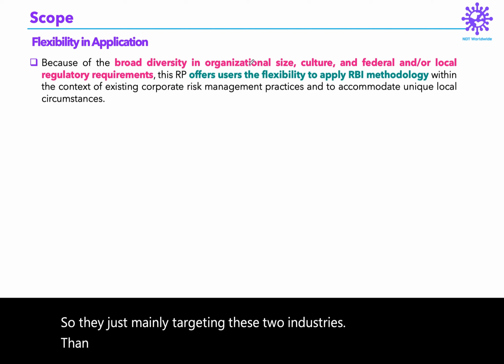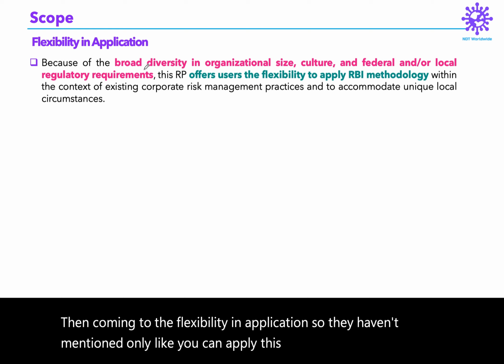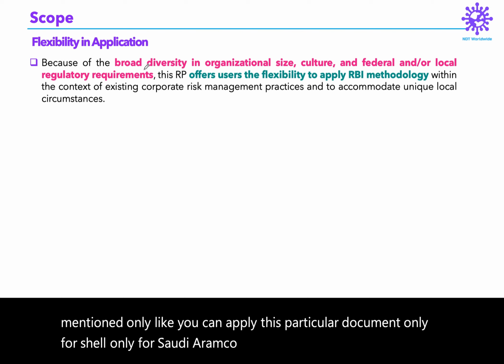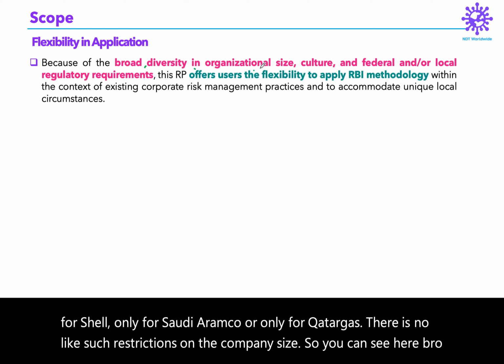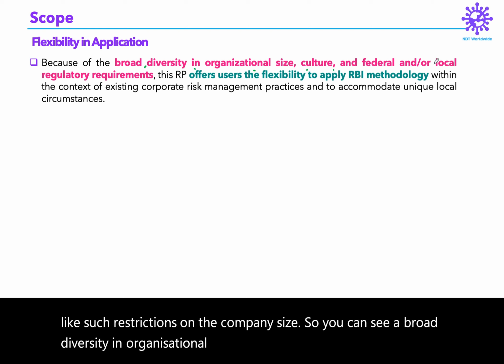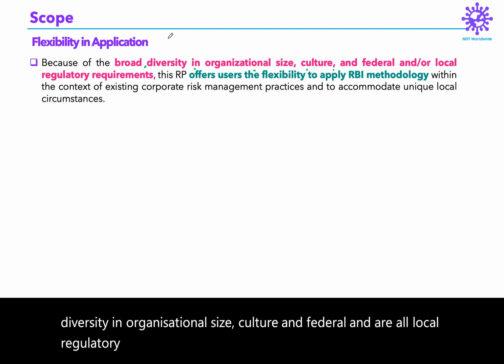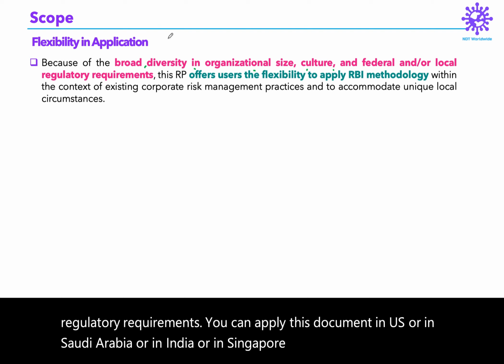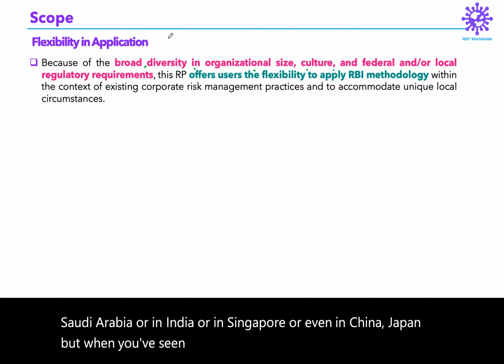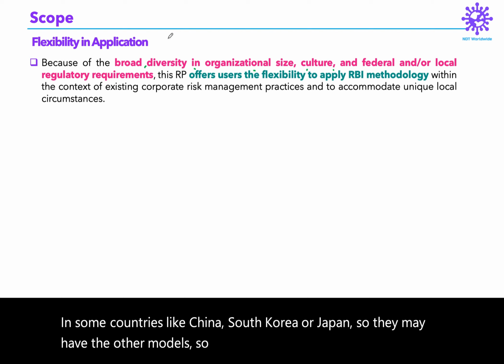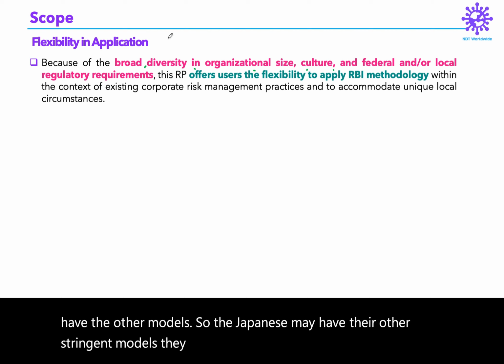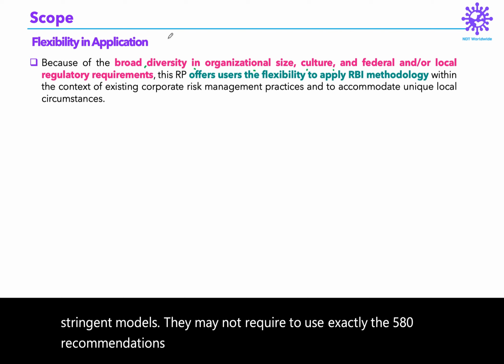Then coming to flexibility in application, they haven't mentioned that you can apply this particular document only for Shell, only for Saudi Aramco, or only for Qatar Gas. There are no such restrictions on company size. You can see a broad diversity in organizational size, culture, and federal or local regulatory requirements. You can apply this document in the US or in Saudi Arabia or in India or in Singapore or even in China, Japan. But in some countries like China, South Korea, Japan, they may have other models. The Japanese may have their own stringent models. They may not need to use exactly the 580 recommendations. So it all depends on their needs.